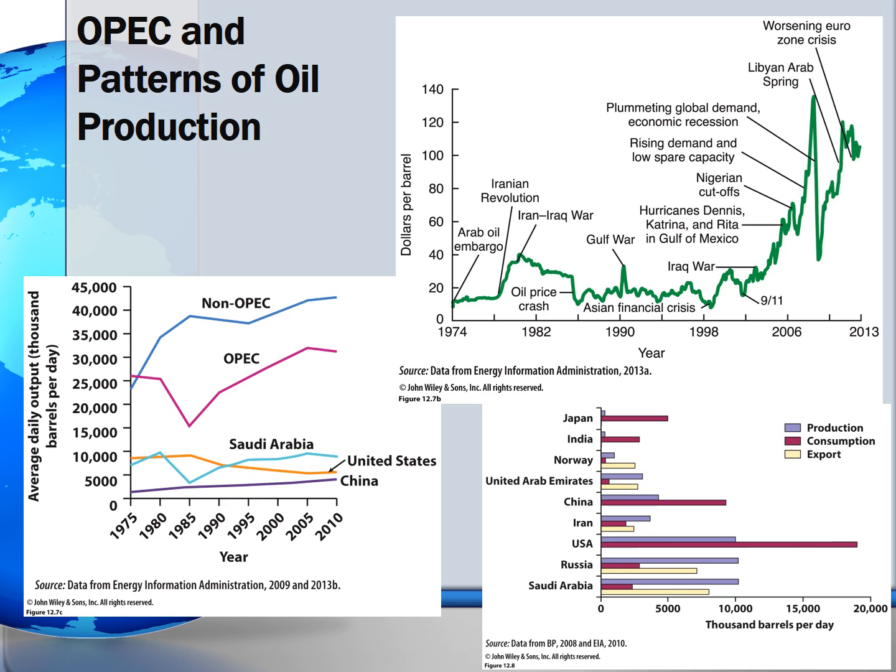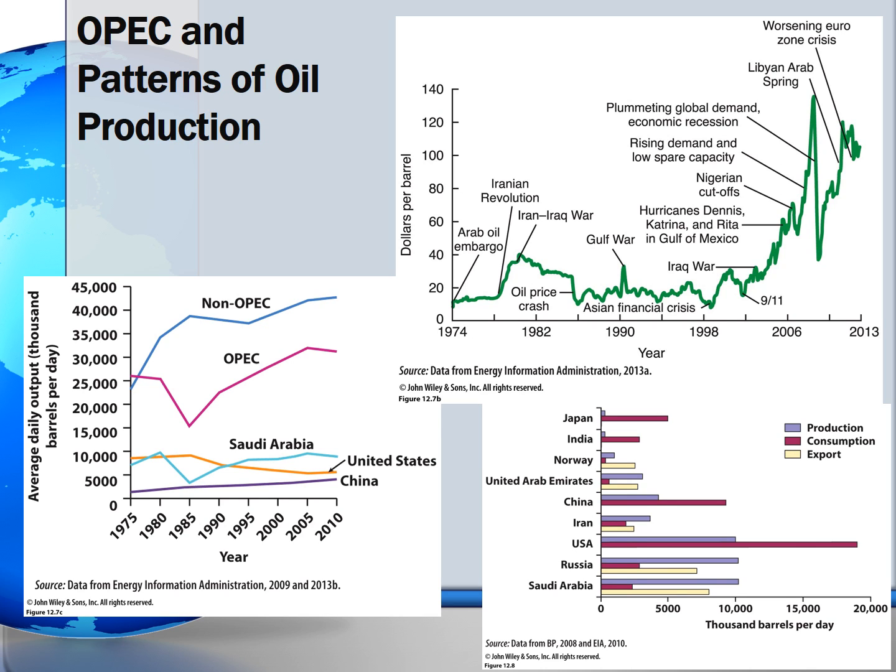OPEC was the major player in the Arab oil embargo and oil crisis in the 1970s, when it restricted the movement of oil tankers to ports in Europe and to the United States, triggering the first major spike in oil prices. These graphs show the events affecting oil prices and oil production by OPEC and non-OPEC countries.